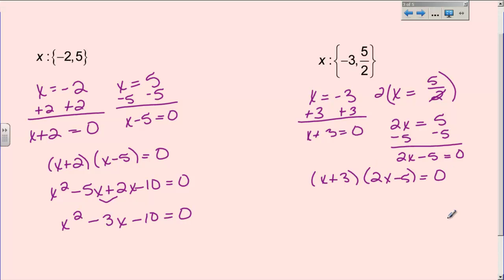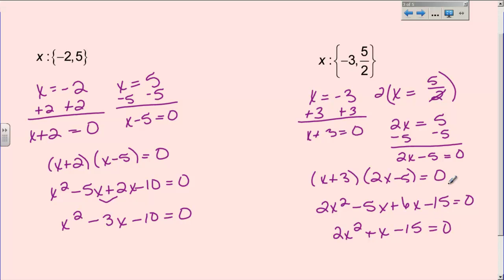And I multiply those together to get my quadratic. So x times 2x becomes 2x squared. X times negative 5 is negative 5x. 3 times 2x is 6x, and 3 times negative 5 is negative 15. Then you put your middle terms together, so you have 2x squared plus x minus 15 equals 0. This is the quadratic you started off with, and so that's just how we work backwards.